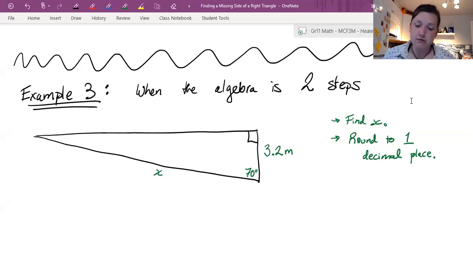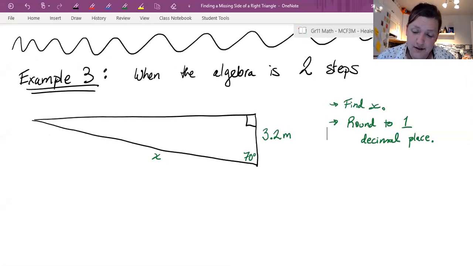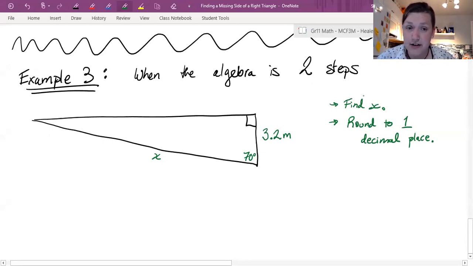Sorry about that. So this is an example of when your algebra is a 2-step rather than just 1 step. That's all that is more complicated here. Otherwise, it's the exact same thing. So in this question, you have one angle that's given, one side that's given. We have a right angle triangle, and I just said find x, round your answer to 1 decimal place. So we're going to follow all the same steps.